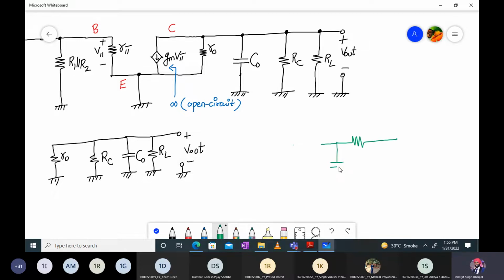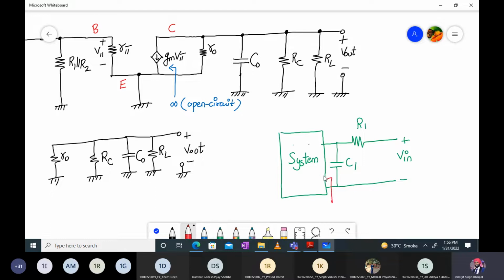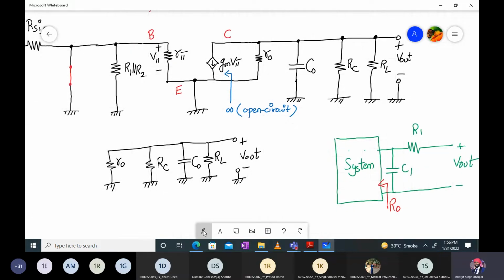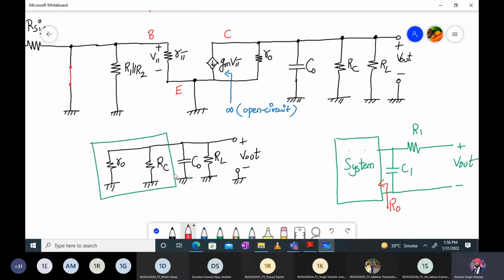Correct? Over here it is. This is my V out. Let's consider this as V in. This is R1, C1, and that is my system over here, which I've drawn. So for this system, I have to calculate RO, right? Let me draw the system over here. So this is my system. So for here, I have to calculate RO.